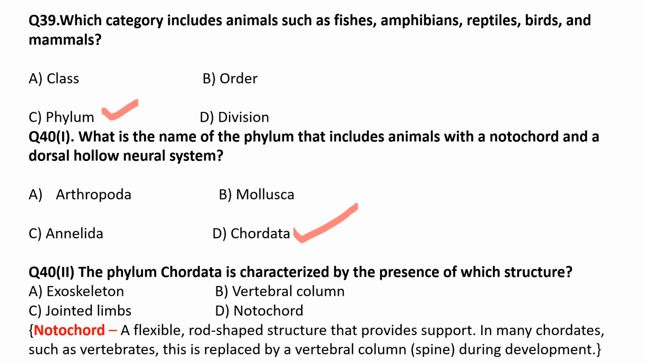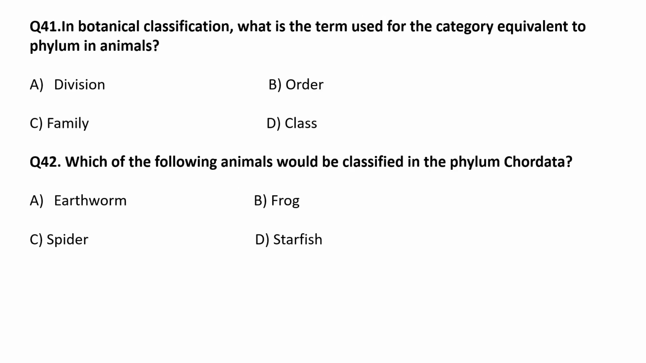The phylum Chordata is characterized by presence of which structure? It is notochord. Notochord is a flexible rod-shaped structure that provides support. In many chordates such as vertebrates, this is replaced by a vertebral column, that is the spine, during development.